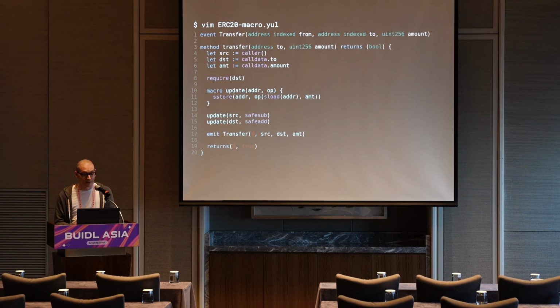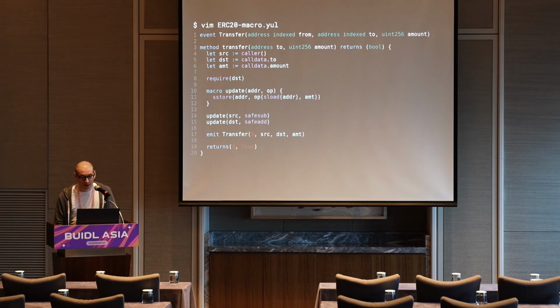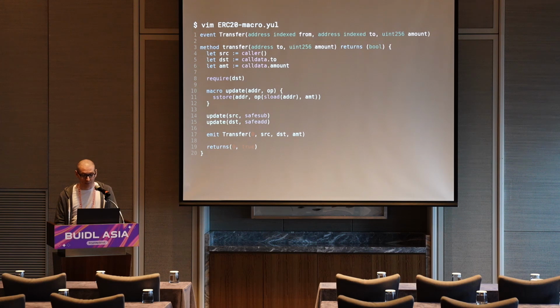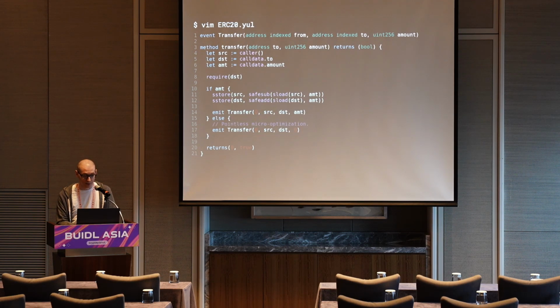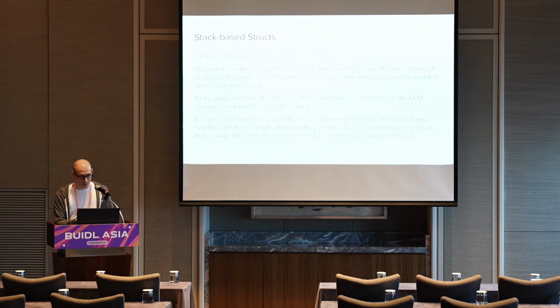Here's a different way to write it using macros. So Joule supports macros, and we create the update macro, you pass in an address and an operation, and then you can just call update, and it will actually emit the exact same code as what's inside this if block. I don't know how I'm doing on time, so I'm going to try to hurry this up.